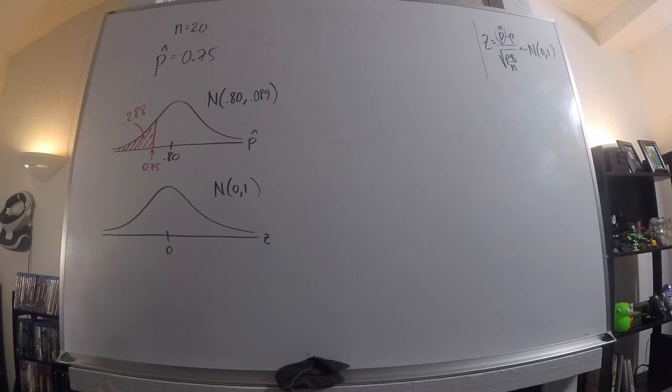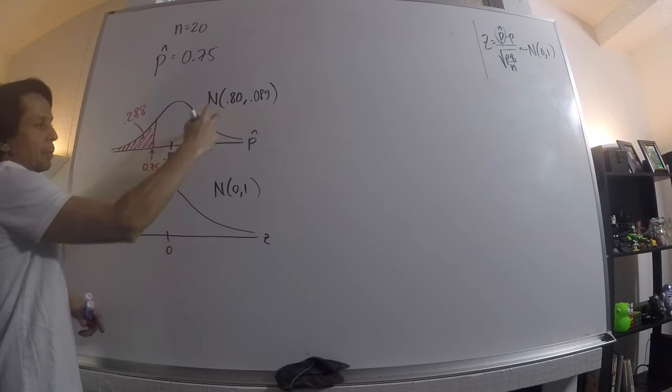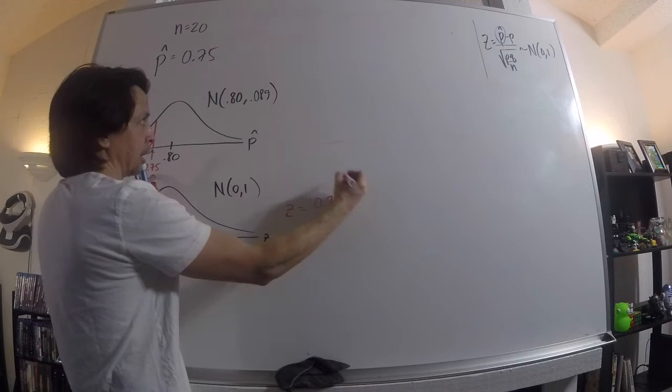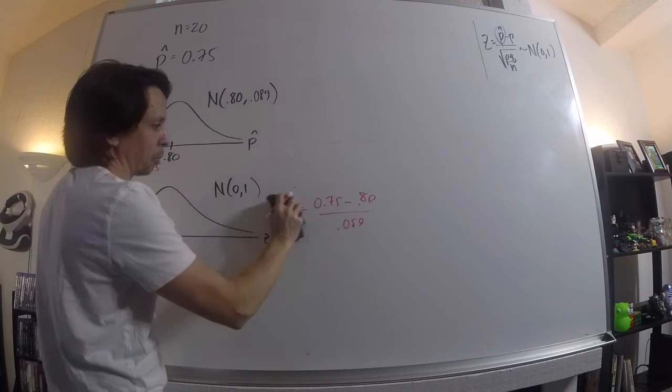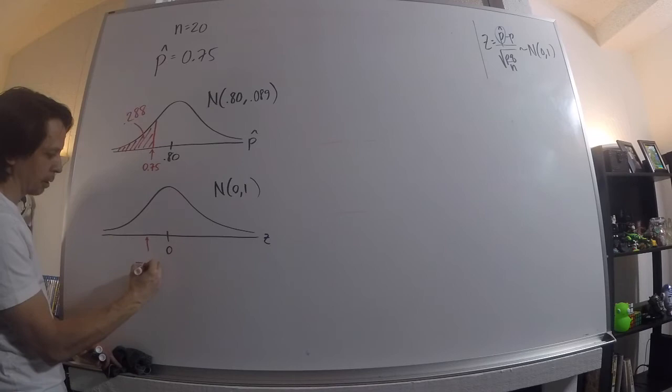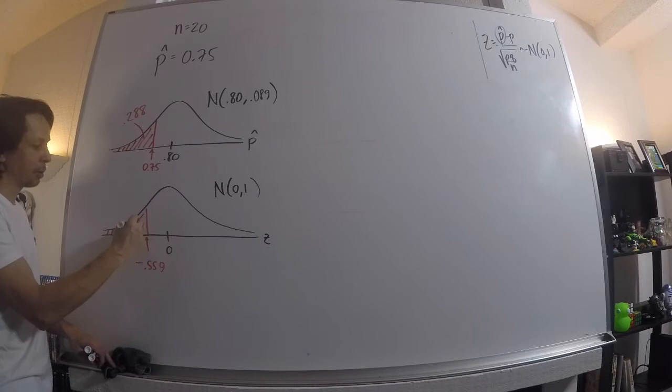We didn't actually look at that, though. What we did was we took that 0.75 and these parameters and found the z-score. We literally did z equal to the value we're trying to find minus the mean, divided by the standard deviation. That's what that formula does over there. So we just went straight to the standard normal curve and found that the z-score was negative 0.559. And then we looked at this tail probability using normal CDF, and that's how we found it, it's 0.288.